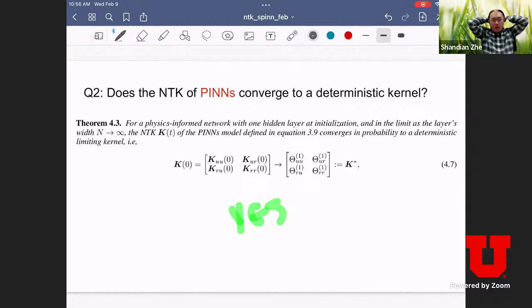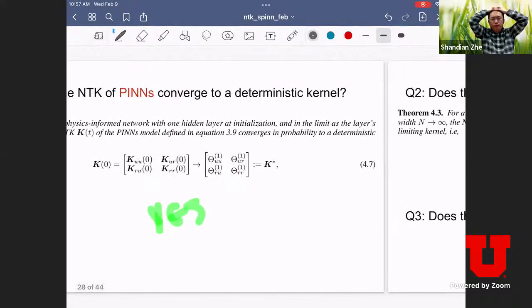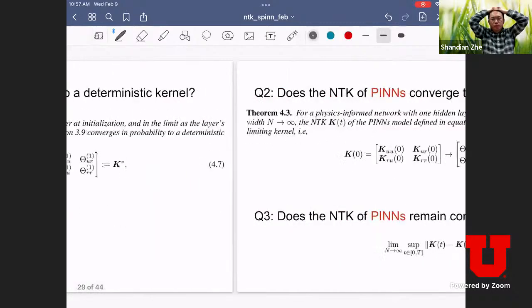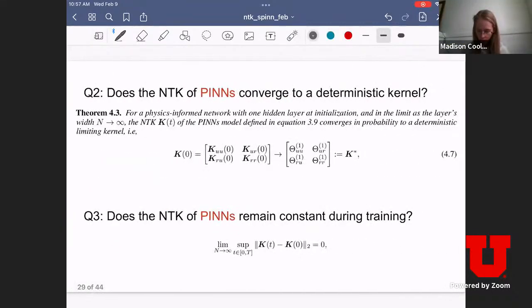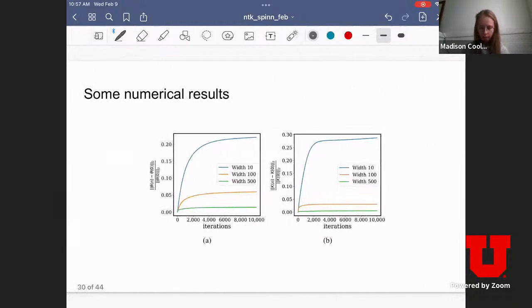Okay, the speciality of this NTK kernel for PINN is that it includes the kernel between the boundary points and the residual points. Okay, this is different from the ordinary neural network loss because you don't need to differentiate boundary points and residual points. Okay, so that's essentially the same.